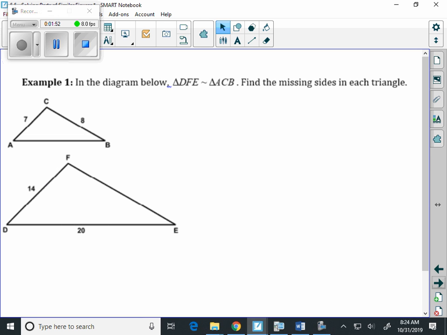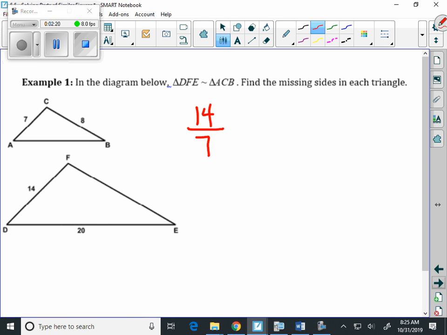And I want to stress to you once again that when we're looking at this to find the missing sides of the triangle, DF is the first two letters in our first triangle, and DF has a length of 14. So comparing that here, in our other triangle, AC are our first two letters. AC has a length of 7. We also see that DE has a value of 20. So that's the first triangle.